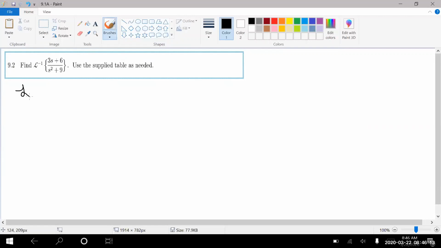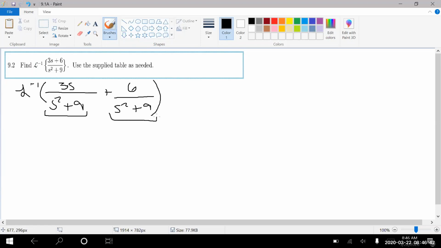So instead of that, I'm going to find the inverse Laplace transform of 3s over s squared plus 9, and then plus 6 over s squared plus 9. Okay, and hopefully at this point you're thinking in terms of sines and cosines, because anytime you have a base that looks kind of like this, it should tell you that you're going to be dealing with sines and cosines.